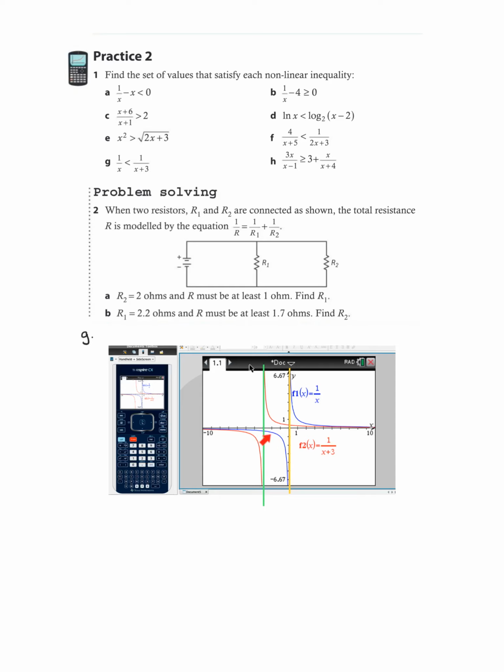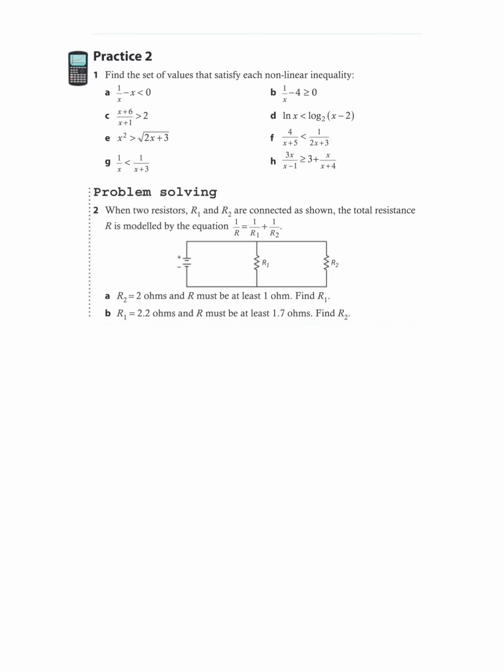So it looks like the blue function is only less than the red function for x greater than minus 3 and less than 0. So that is this area where blue is less than the red, in that area there. Let's now have a look at 2A.